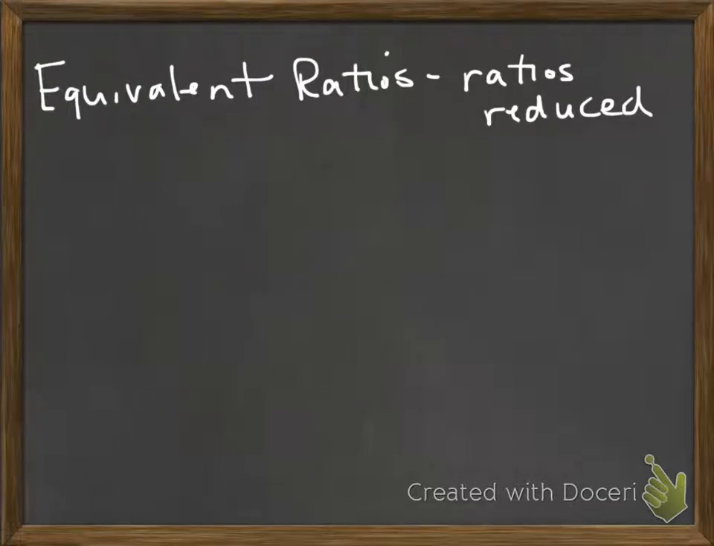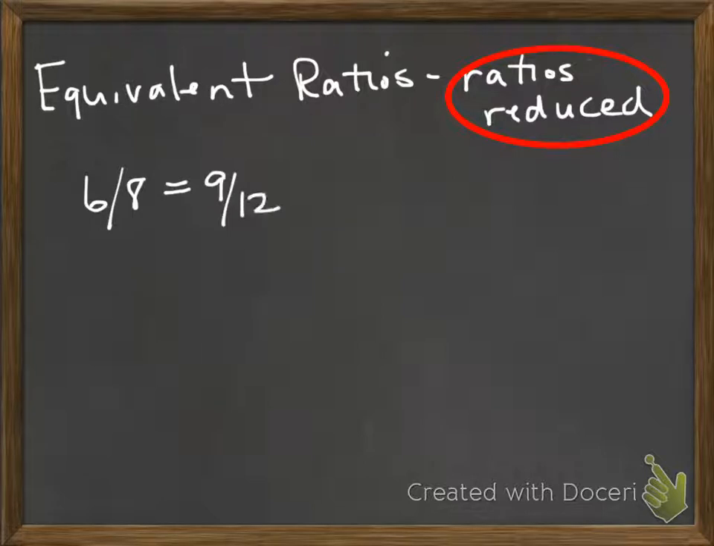Equivalent ratios are simply what I would call reduced ratios. That's it. They're just ratios that are reduced. So if you have a ratio such as 6 to 8, it's the same thing as saying 9 to 12. If you reduce both of those, 6 divided by 2 is 3, 8 divided by 2 is 4; 9 divided by 3 is 3, 12 divided by 3 is 4. So if you reduce either of those, they all equal 3/4. So 6 to 8, 9 to 12, and 3 to 4 are all equivalent ratios because they're all equal to 3/4.